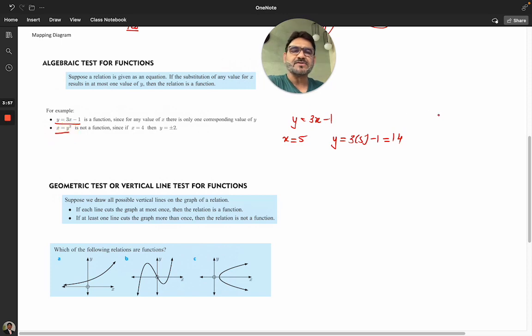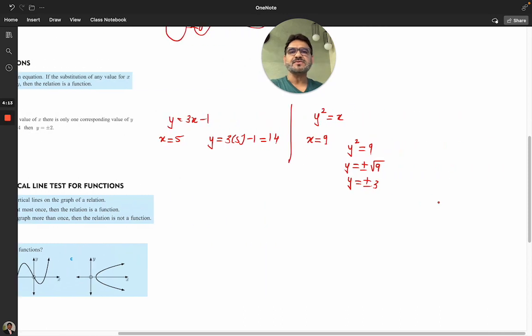Check this one. y square is equal to x, or x is equal to y square, which I can write as y square is equal to x. So I'll take a value of x. Suppose my x is, let's say, 9. So y square is equal to 9. y is equal to plus or minus root 9. So y is equal to plus or minus 3.